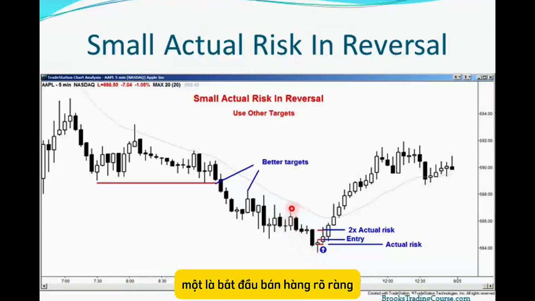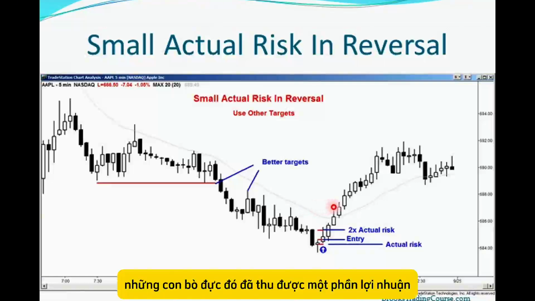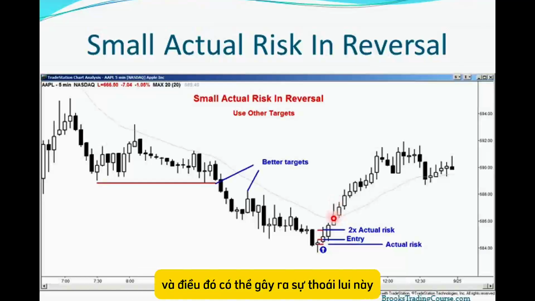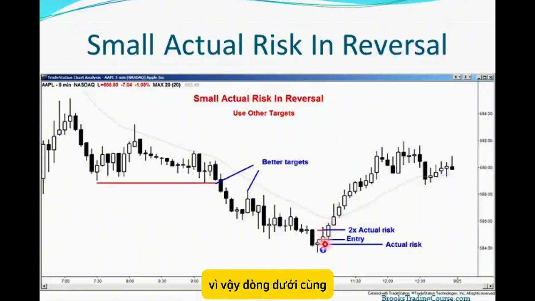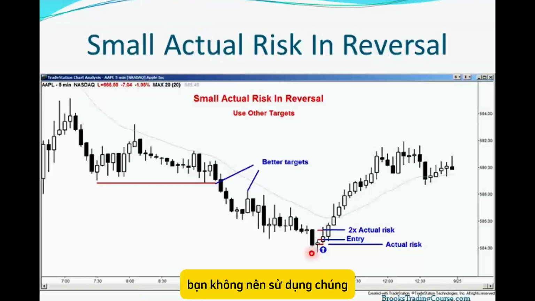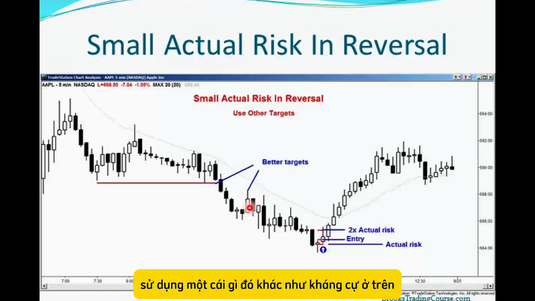One would be to start selling at obvious resistance areas, at these swing highs. You can see some traders did that. That's what caused this tail. So they placed limit orders to sell maybe at this high and that high. And when the market got there, those bulls took partial profits, maybe half off, and that caused this pullback. Also, they may have taken profits at the moving average or above the moving average, and that could have caused this pullback. So bottom line, when the initial risk or the actual risk are too small, you should not use them to determine where to take profits. Instead of going for 2 times your risk, actual or initial, use something else like resistance above.